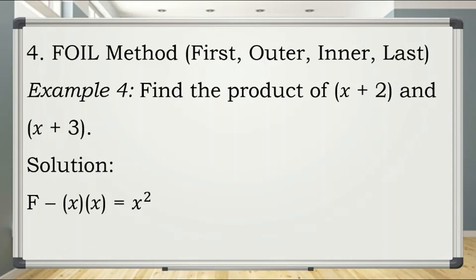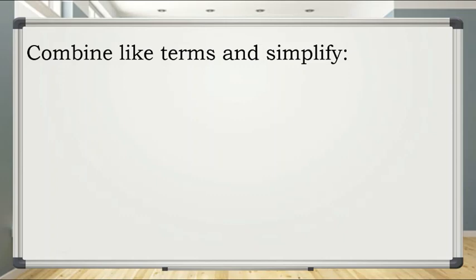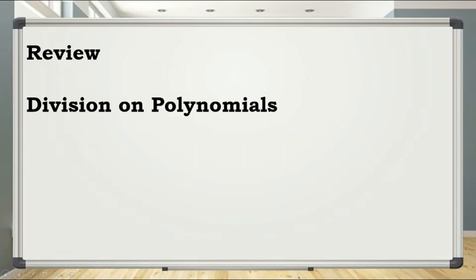So, multiply the two x, we have x squared. Ang O natin, which is the outer, is the product of x and 3, which is 3x. And our inner is the product of 2 and x. We have 2x. And the last is the product of 2 and 3. We have 6. Combine like terms and simplify. So we have x squared plus 3x plus 2x plus 6. Bring down x squared. Add 3x and 2x, which is 5x, and bring down 6. So we have x squared plus 5x plus 6.